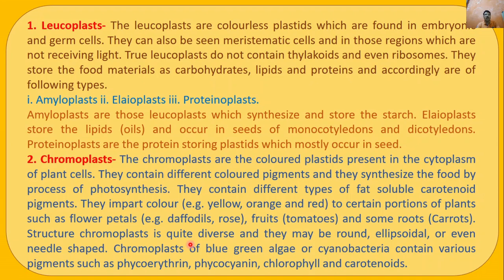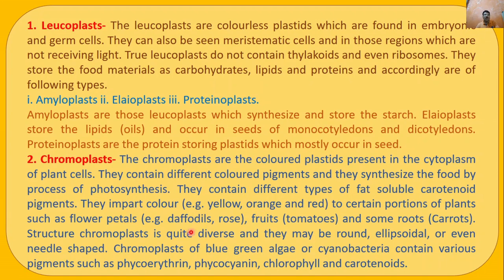The chromoplasts are the colored plastids which are present in the cytoplasm of the plant cells. They contain different color pigments and they synthesize food by the process of photosynthesis. They contain different types of fat soluble carotenoid pigments. They impart different colors, yellow, orange and red, to certain portions of plants such as flower petals, for example daffodil and rose.